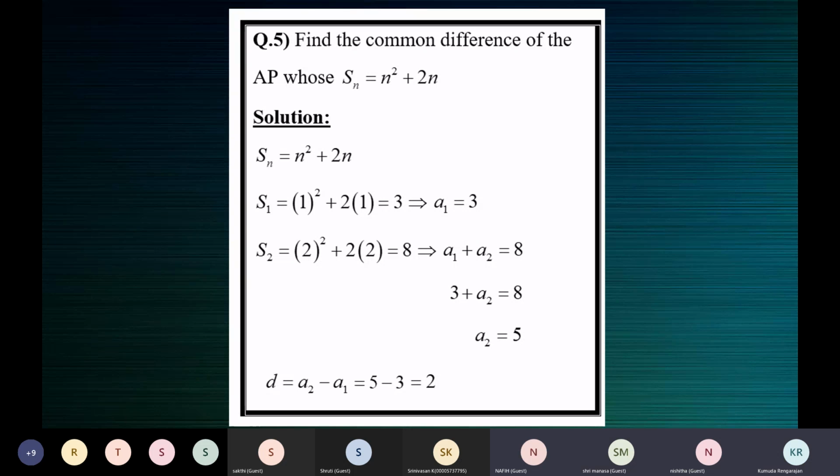So when you find S1, it is nothing but A1. When you find S2, S2 means A1 plus A2. S2 is the sum of the first two terms. So A1 plus A2 is 8. But we know A1 is 3. So 3 plus A2 is 8. A2 is 5. And now the common difference is given by A2 minus A1. 5 minus 3, 2. So find S1 and S2. That's enough. From Sn, find S1 and S2 to find the common difference.